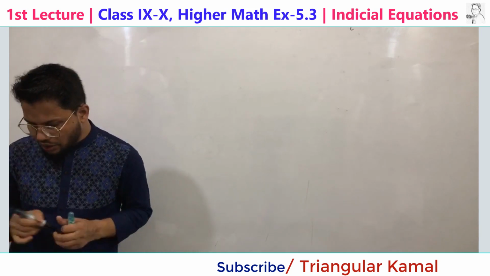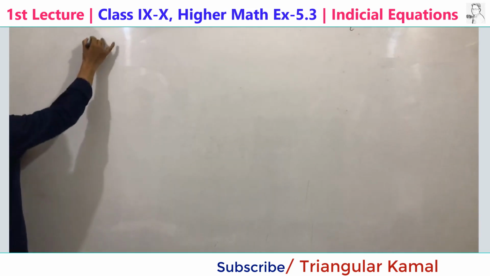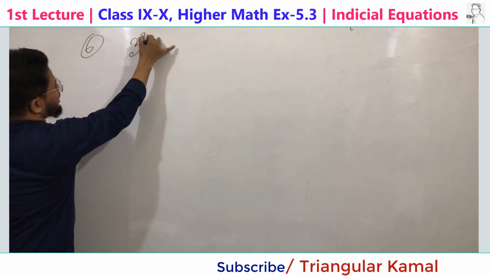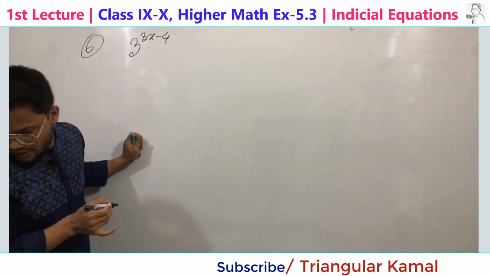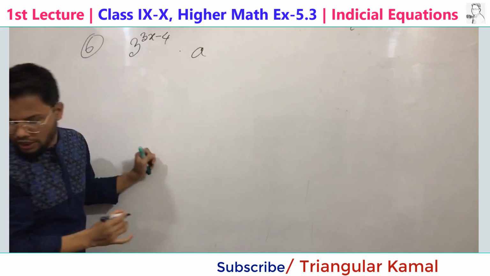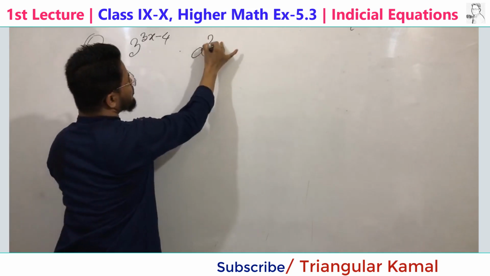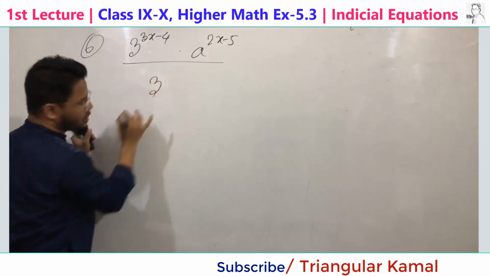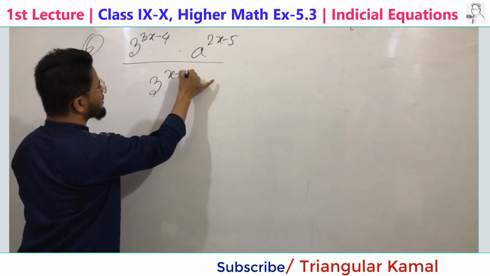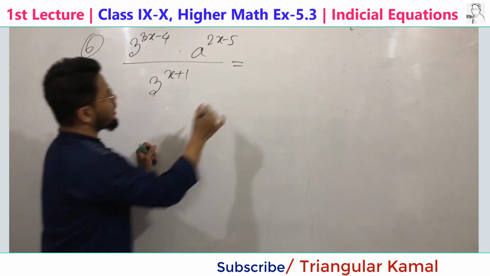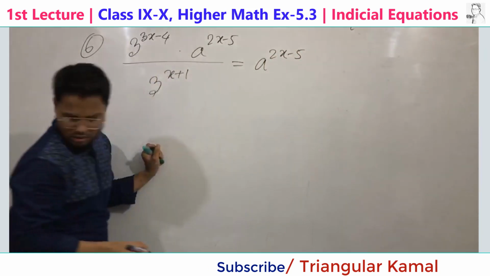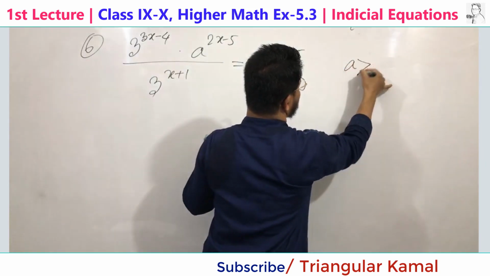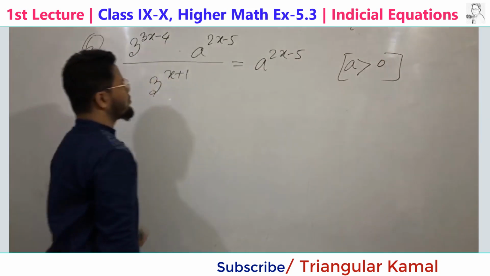Okay sir, give attention to the next number, which is number 6. 3 to the power 3 times (x minus 4), a to the power 2 times (x minus 5), divided by 3 times (x + 1), equal, the right side is a to the power 2 times (x minus 5). Here the information given is a is greater than 0. That means a is a positive number.